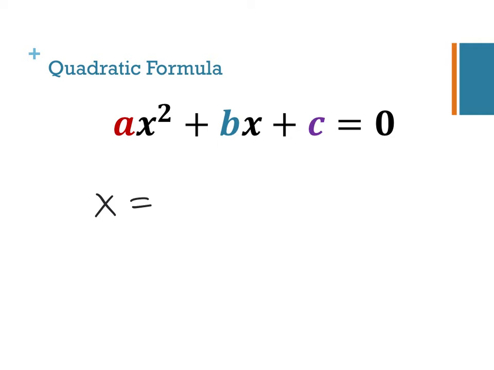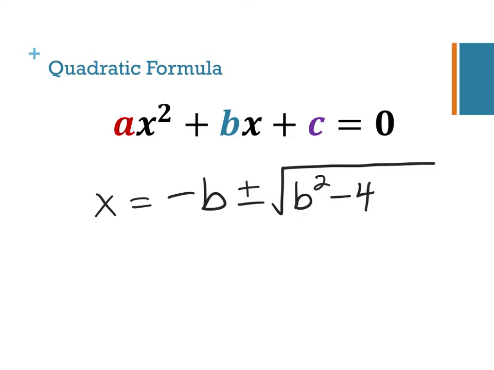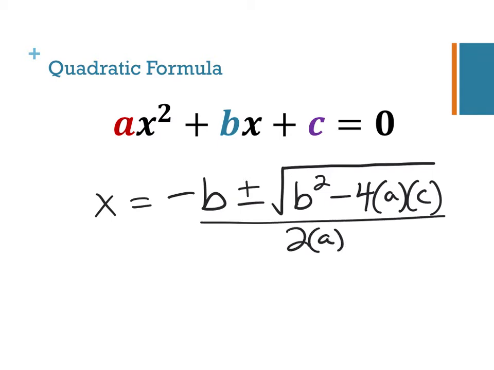It's given by x equals the opposite of the b value plus or minus the square root of my b value squared minus 4 times the a value times the c value all over 2 times the a value. And so with these problems today, the very first step is to identify your a, b, and c into this equation. We'd sub that in, and then we simplify until we get 2 solutions in the end.